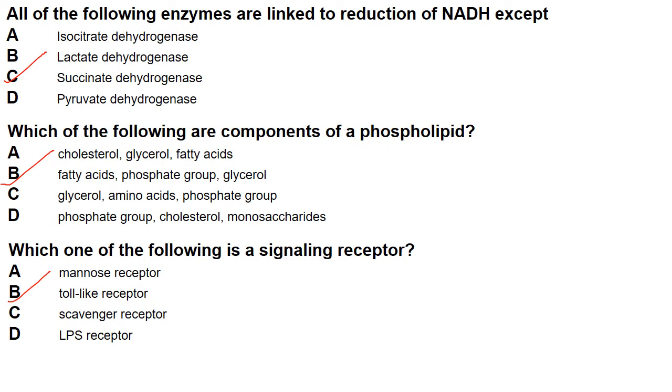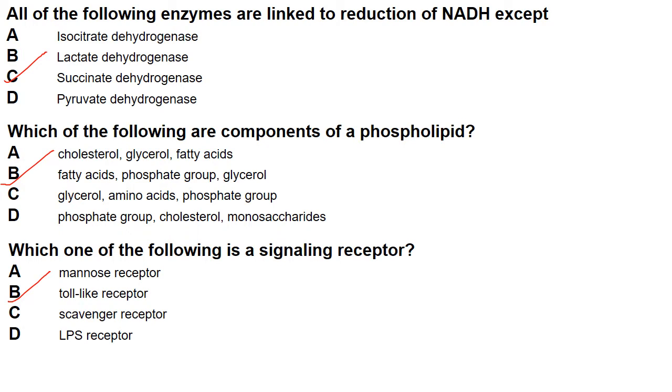Next one. All of the following enzymes are linked to reduction of NADH except succinate dehydrogenase. It converts succinate to fumarate and FAD is reduced to FADH2. So NADH is not involved.